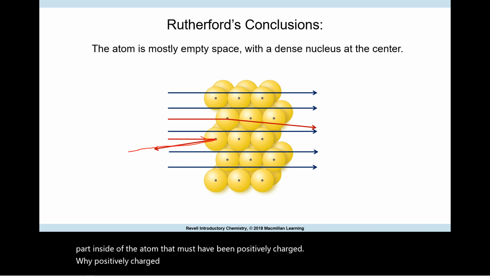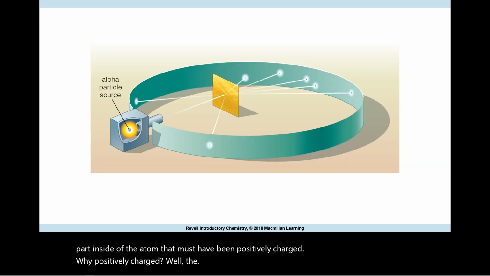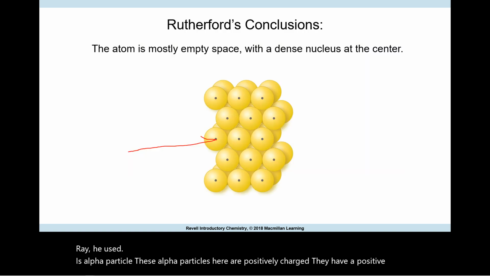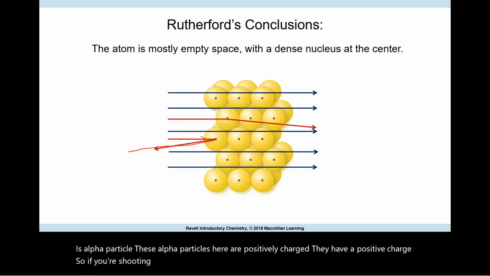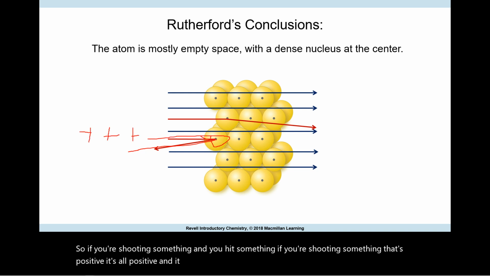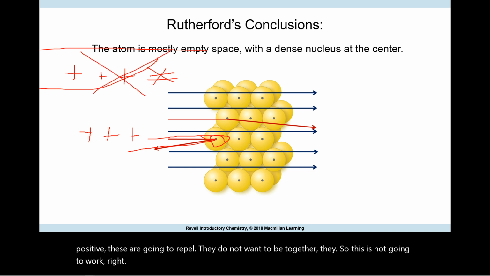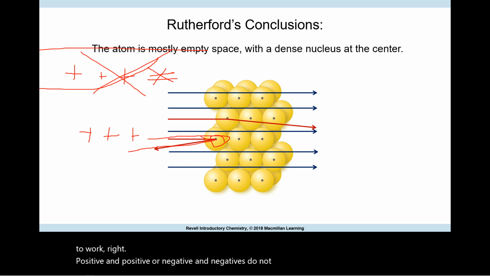Well, the ray he used is alpha particle. These alpha particles here are positively charged. They have a positive charge. So if you're shooting something that's positive, and it hits something that's positive, well, if you have positive plus a positive, these are going to repel. They do not want to be together. Okay, so this is not going to work right here. Positive and positive or negative and negative do not work. Opposite charges attract, similar charges repel.